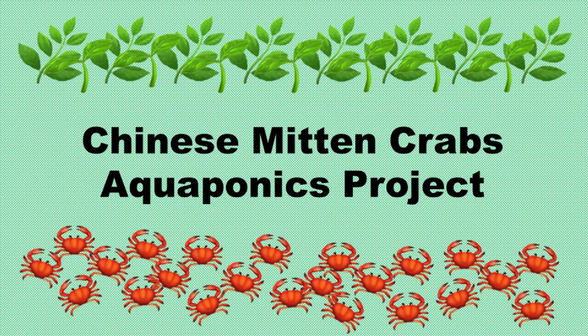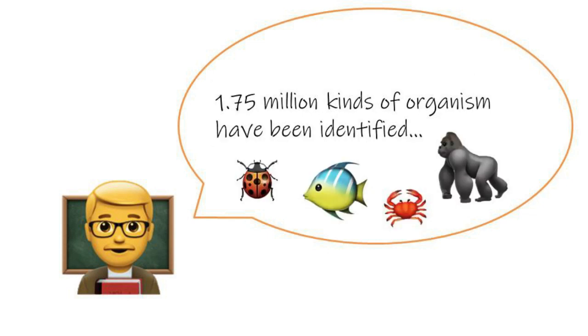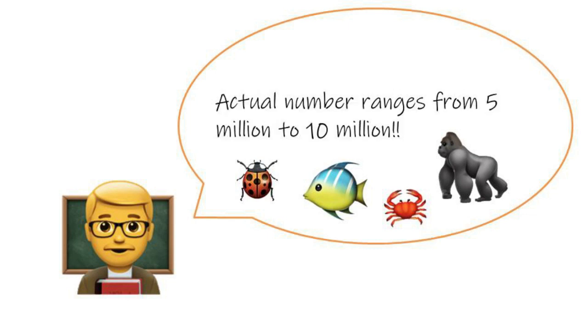Today we're going to talk about biodiversity. Each year, there are over 10,000 new species being named. Do you know how many kinds of organisms there are on Earth today? No one knows the exact answer. But so far, about 1.75 million kinds of organisms have been identified. Some biologists estimate that the actual number ranges from 5 million to 10 million.